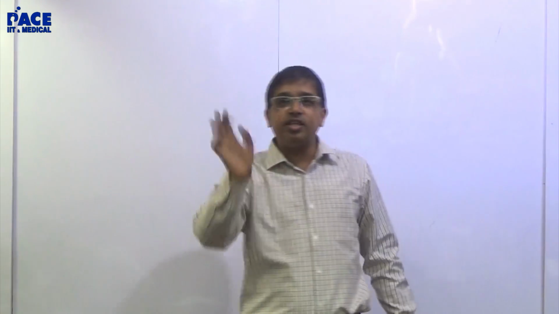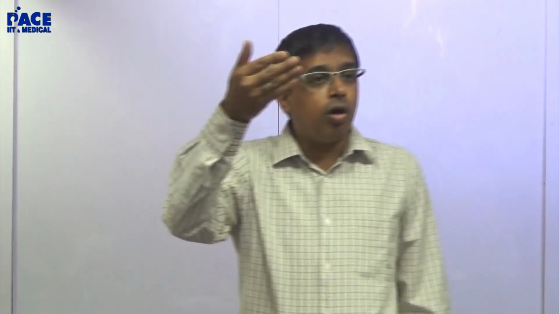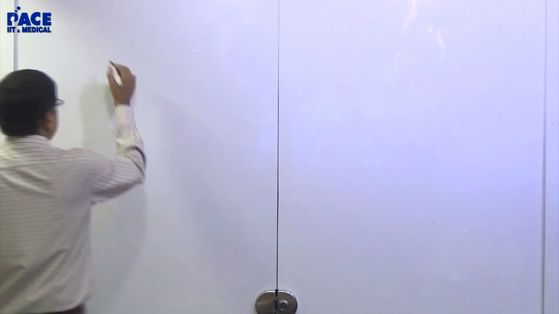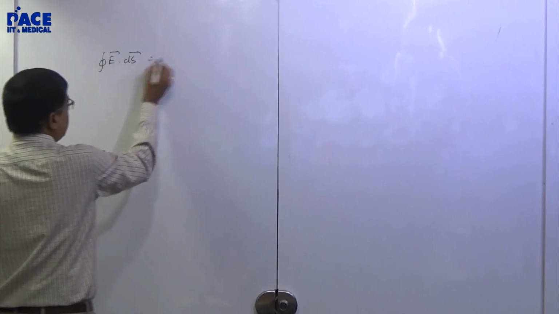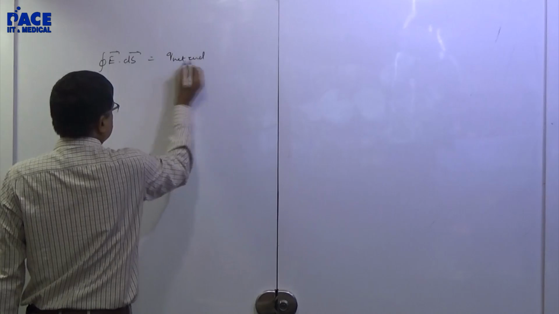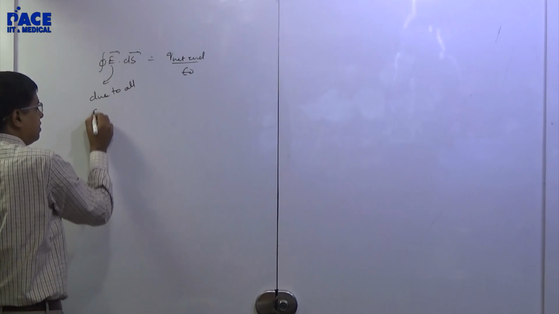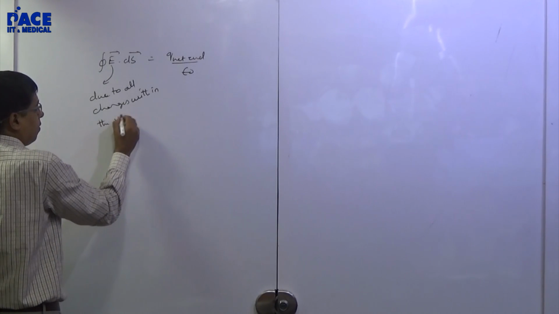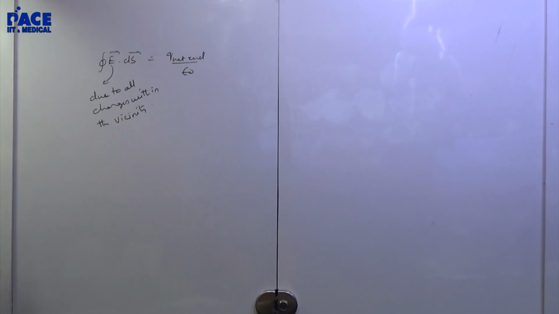Now listen, these are suggestions, not rules. You need not follow them, yet Gauss law will still be applicable. You may not be able to use Gauss law to simplify and find the field, but it will be applicable. Second, I told you closed integral E dot dS is equal to Q net enclosed by epsilon naught, but the field is due to all the charges within the vicinity.